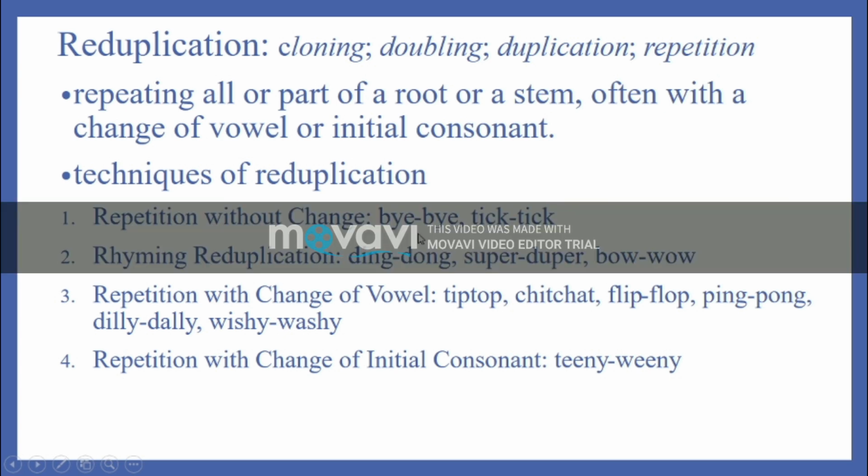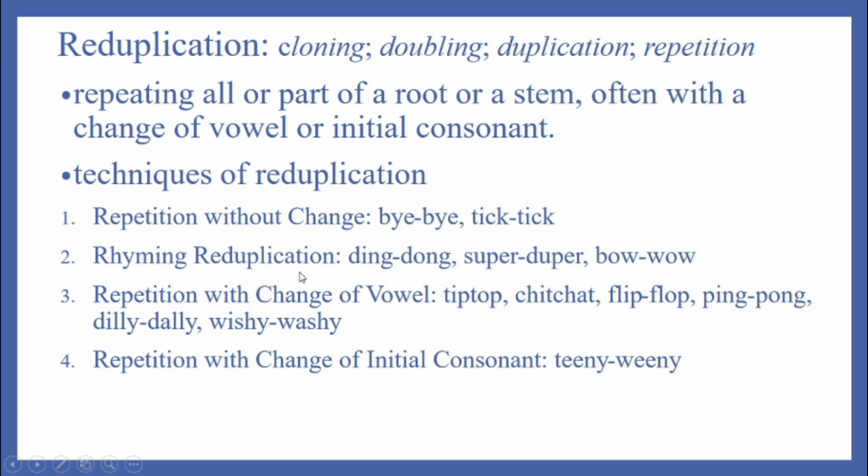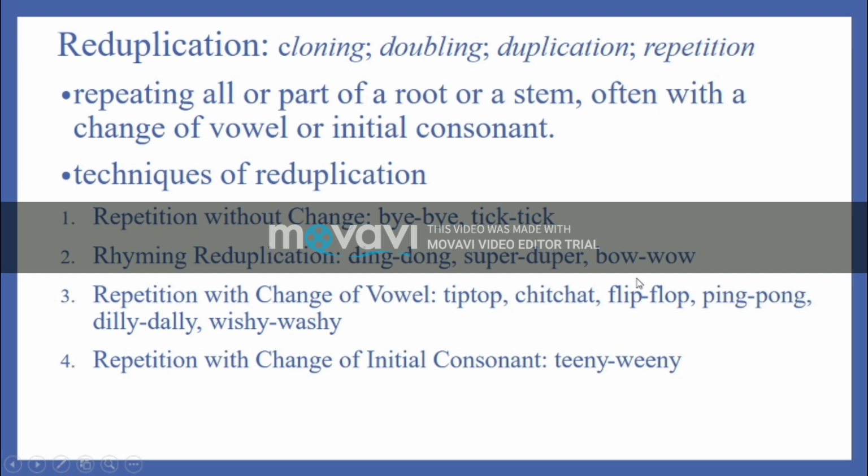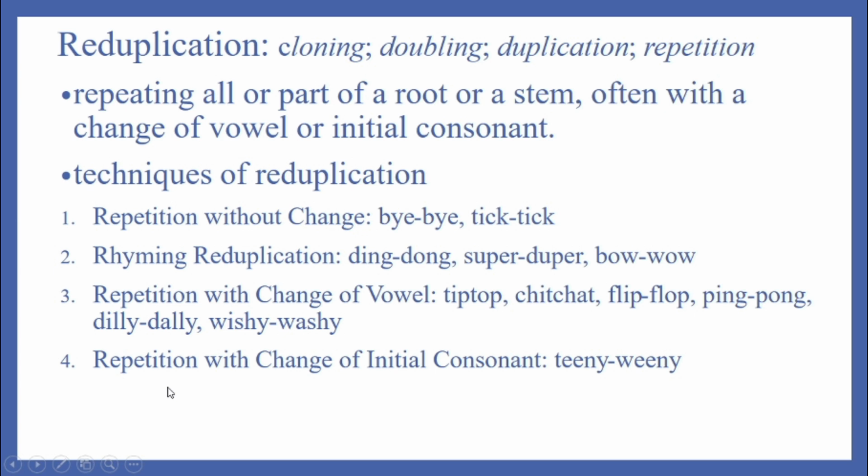Repetition without change. So you use bye-bye, tick-tick, and there is no change in the second part of the word. The second one is rhyming reduplication, where for the sake of rhyming, you change the word to some extent and you use both of them as one word, like ding dong, super duper, bow wow. There can be repetition with change of vowel, like tip top, chit chat, flip flop, ping pong. And also there can be repetition with change of initial consonant, like teeny weeny. In Bangla we also say nasta tasta.